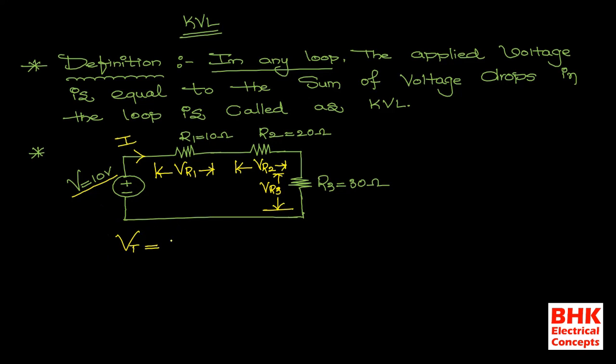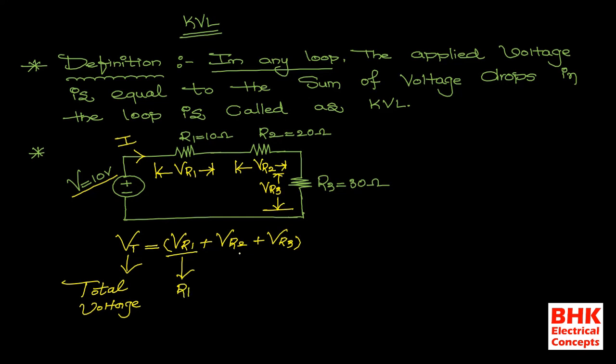It means the applied voltage must be equal to the sum of the voltage drops across the individual elements. Just observe this expression, very important. VT represents the total voltage we are applying, and VR1 is the drop across R1, VR2 is the voltage drop across R2, VR3 is the voltage drop across R3. It means, as per the definition, in any loop means what?